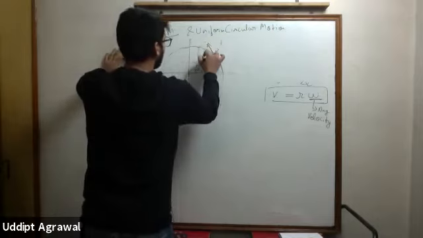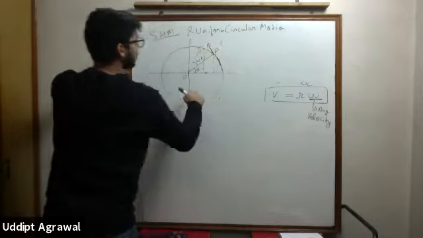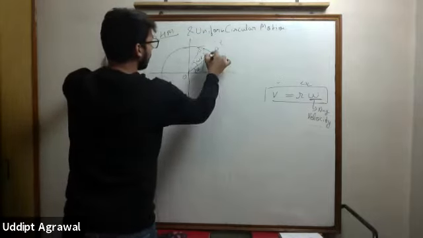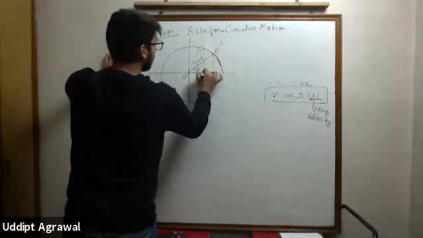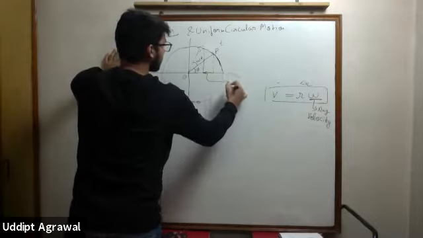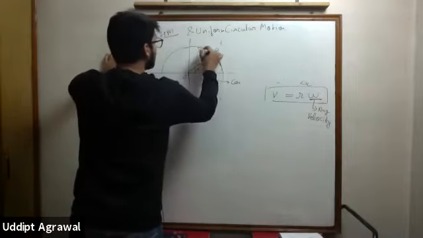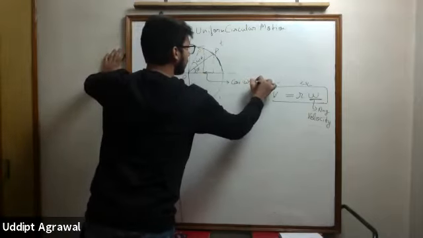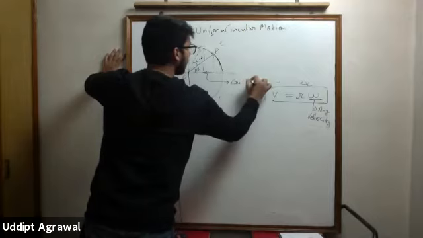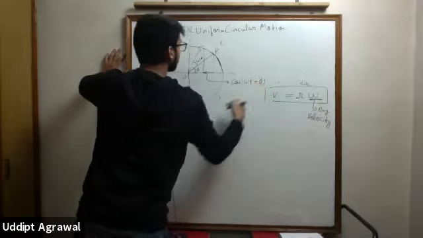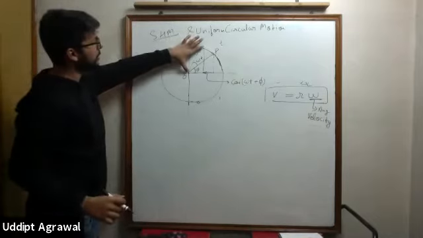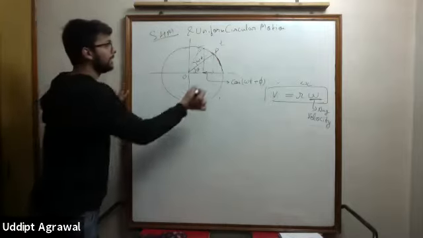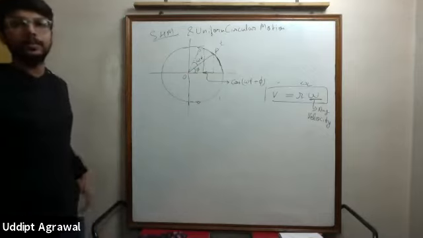So say I moved till here, just for the sake of understanding. Now, if I move till here, I just have to take the cos of this angle, which is omega t plus phi. Basically, I just need to take the projection of this onto my x-axis so that I can get my distance on the x-axis.